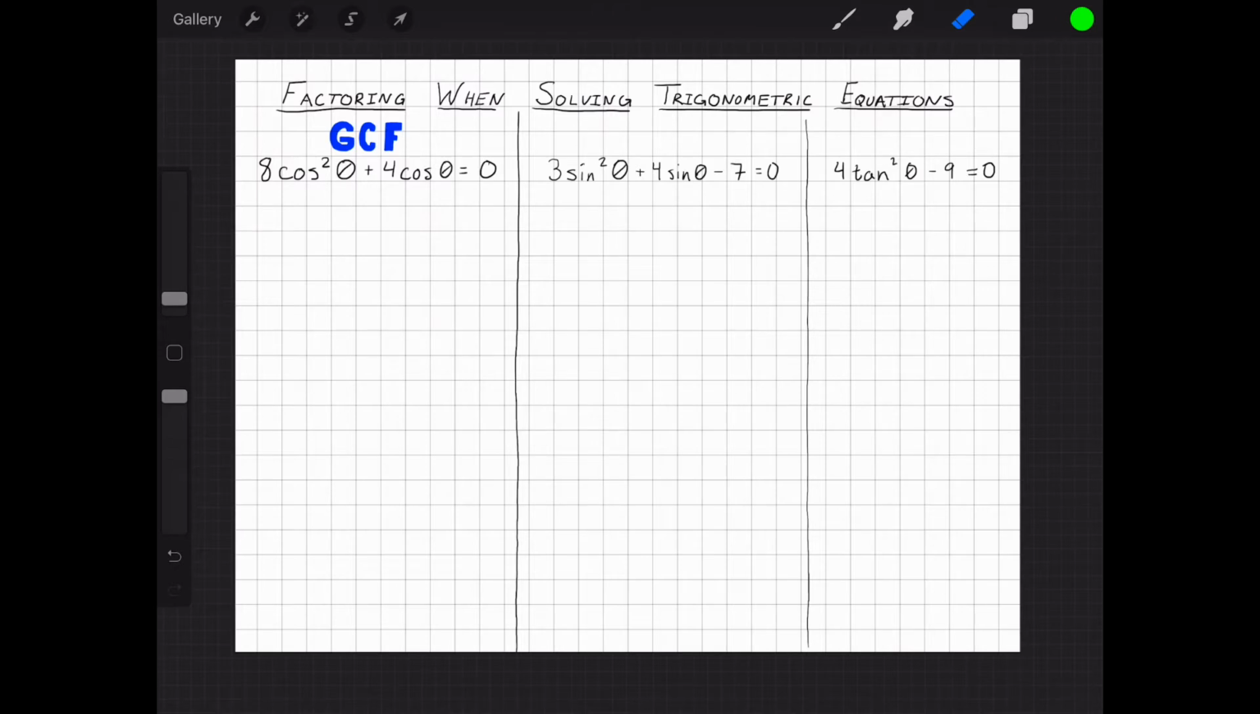And so you're looking for something in common with the 2 terms here, which is cosine in this case. So I factor that out. That leaves me with what remains, which is 8 cosine of theta plus 4.